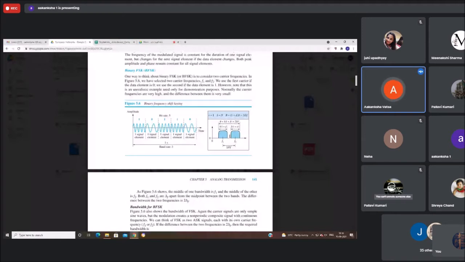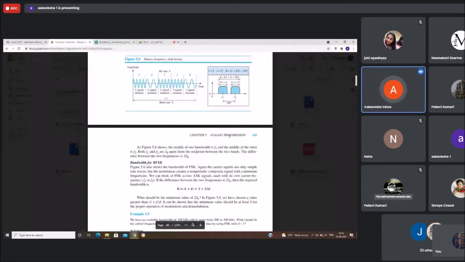As shown in the figure above, you can see again, the carrier frequency signals are only simple sine waves, but the modulation creates a non-periodic composite signal with continuous frequencies. The carrier frequencies are two simple sine waves, but when the spectrum is formed, we get a composite signal with continuous frequencies. So we can think of FSK as 2 ASK signals.